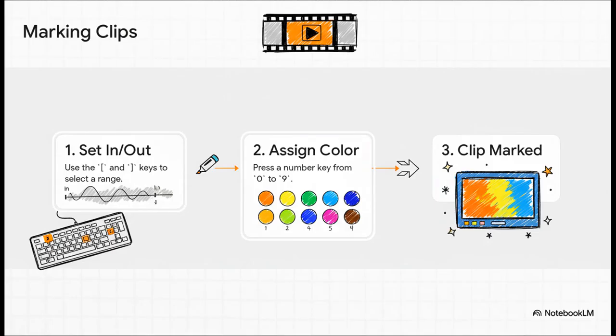And marking a clip? Oh man, it could not be faster. It's 3 keystrokes. You find your start point, hit the left bracket key for your in point, find the end, hit the right bracket key for your out point, then press a single number, let's say 1 for your main A roll, and bam, done. The clip is marked and color-coded, that's it.